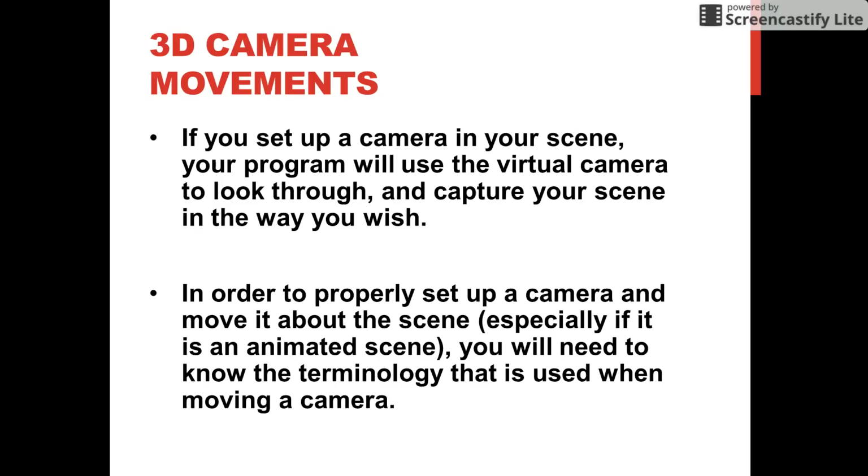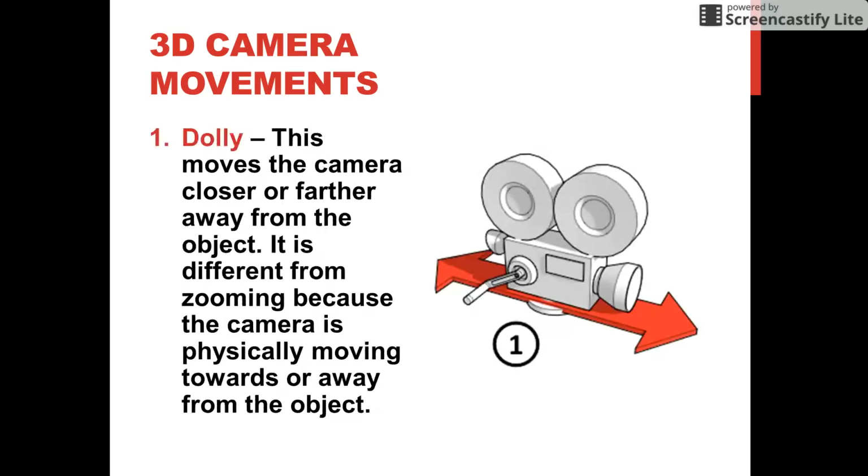In order to properly set up a camera and be able to move it about the scene, especially if you're animating, you will need to know the terminology that is used when moving a camera. Let's start with dolly. This is a term that means you move the camera farther or closer away to the object. This is different than zooming in because you're physically moving the camera either farther away or closer to the object. So if you look at this image, the camera would be moving either farther, like away from the image, or closer to the object.